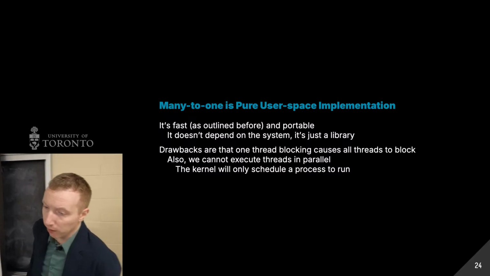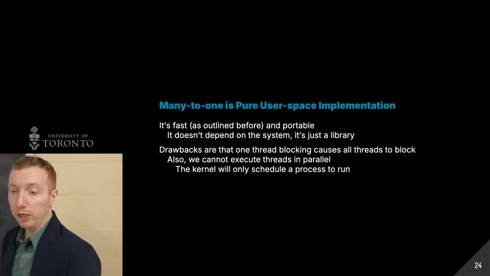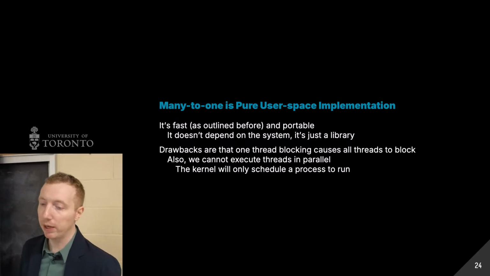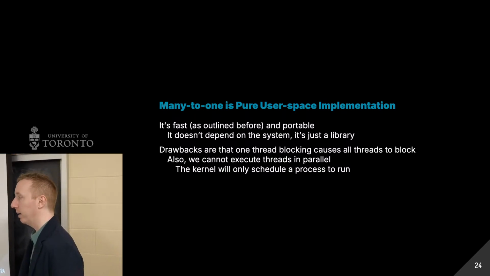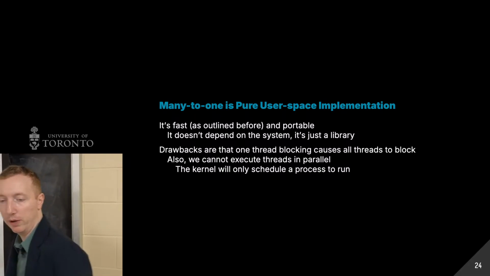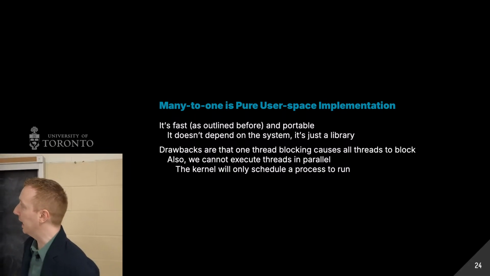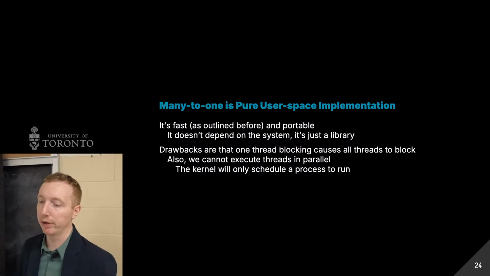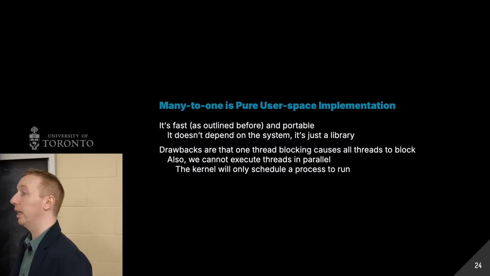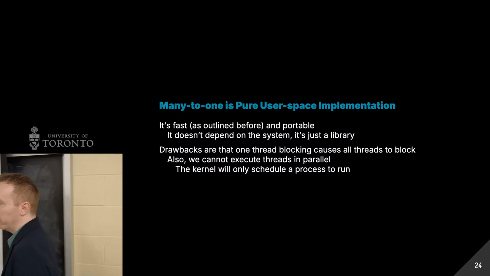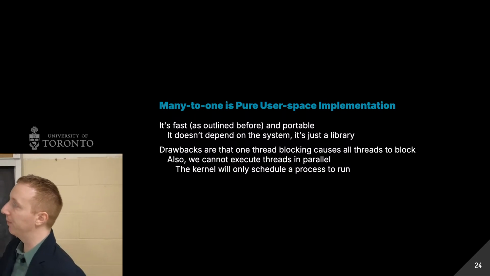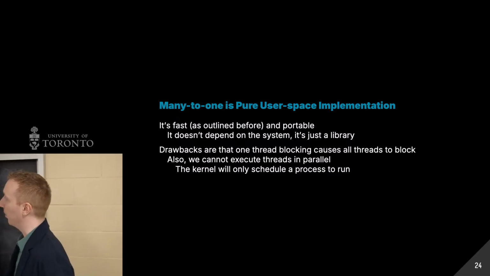So again, like I said, many to one is that pure user space implementation. It's fast and portable, doesn't depend on the system. It's just a library. You've been writing libraries so far in the labs. Drawbacks, again, are that if one thread blocks, all of the threads block. And of course, we cannot execute threads in parallel. We can only do concurrency, which is fine if you're doing a whole bunch of slow operations.